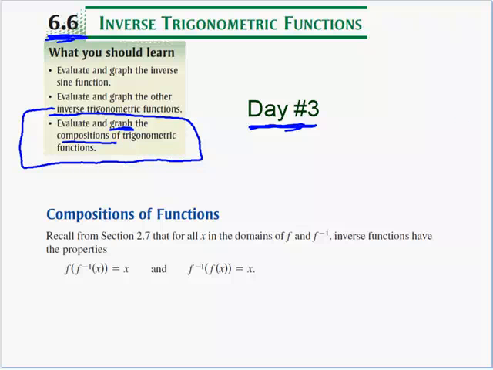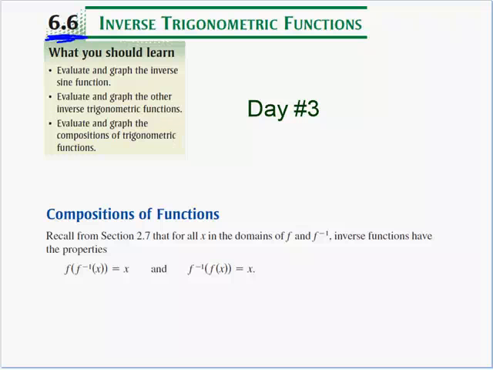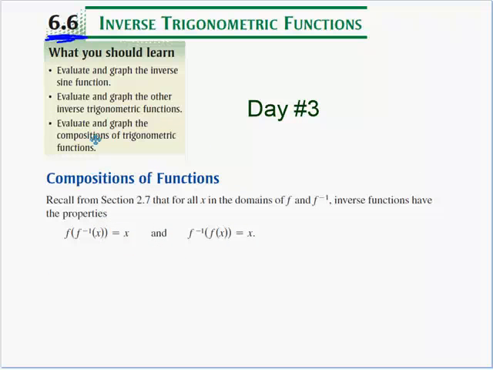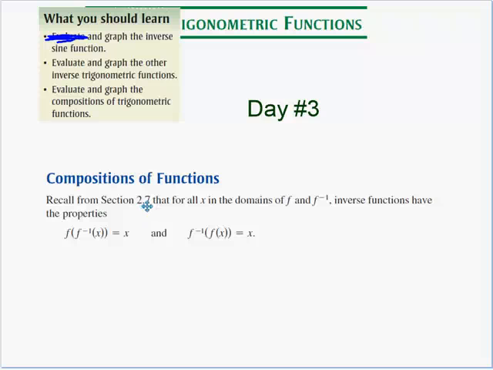And let's just do a little review here. Earlier in the year, we did a previous chapter, I think it was chapter 2, section 7, about inverse functions. We have f is the function, and f to the -1 is not really an exponent. That's telling us that that's the inverse function of f. And they contain these properties.